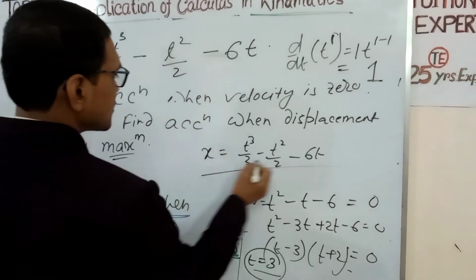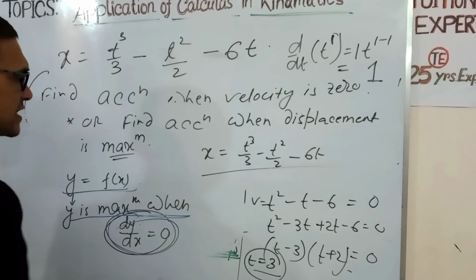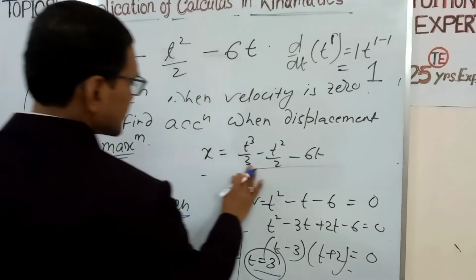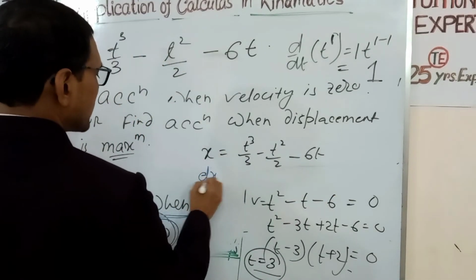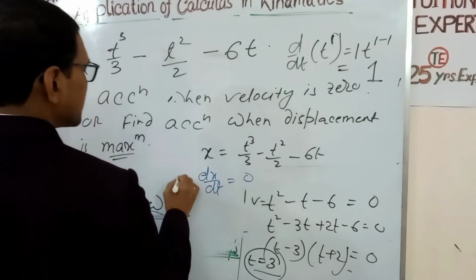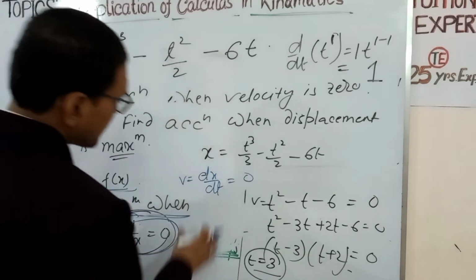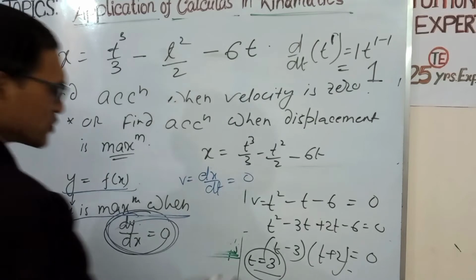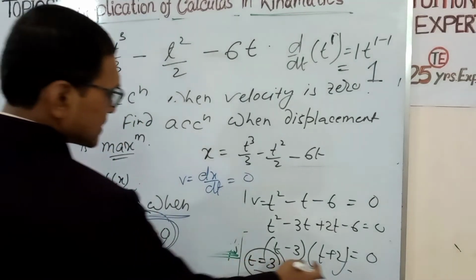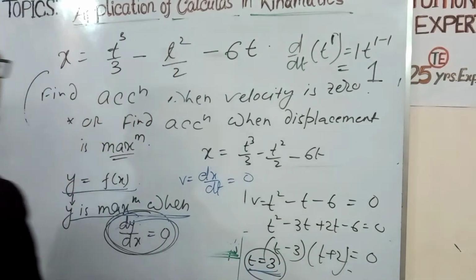So here x is the function of t, so x will be maximum when dx by dt equals 0, that is, velocity is 0. So maximum displacement means velocity becomes 0. So velocity is 0 at t equal to 3 seconds.